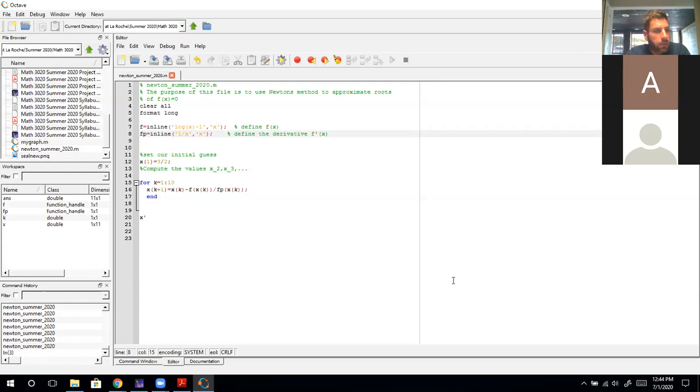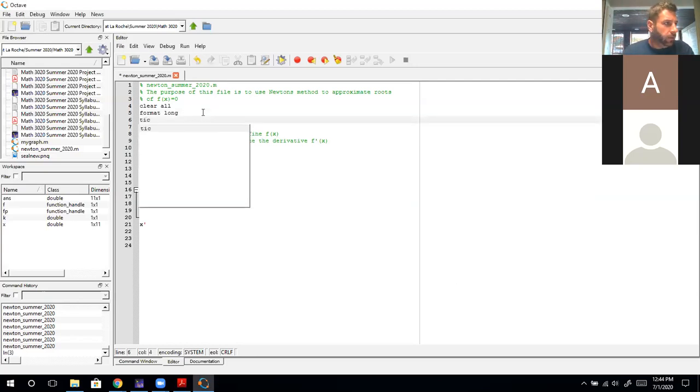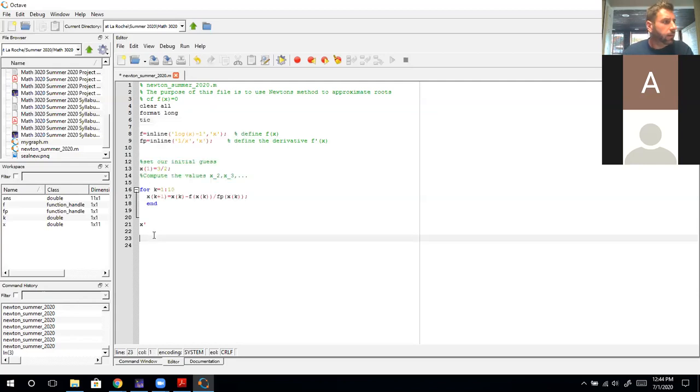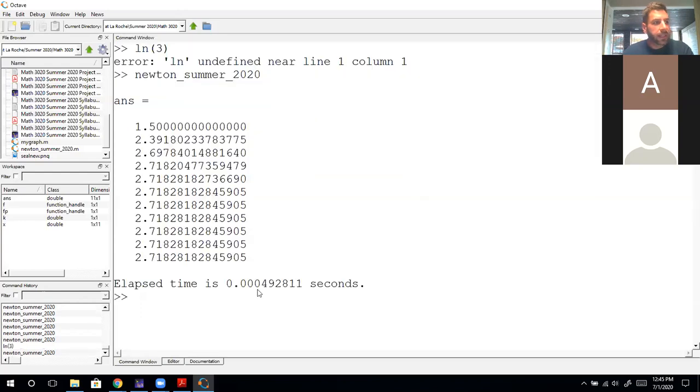And another thing I'll say, if you look at the next problem with the integration, it's very much the same idea. Doing Riemann sums by hand is really tedious, but a computer will do them in a second. By the way, here's something else that's cool you can do. If you type tic at the top, and then at the bottom you type toc, what that does is that sends a timer. And when you run your code, it'll tell you exactly how many seconds it takes for your code to run.